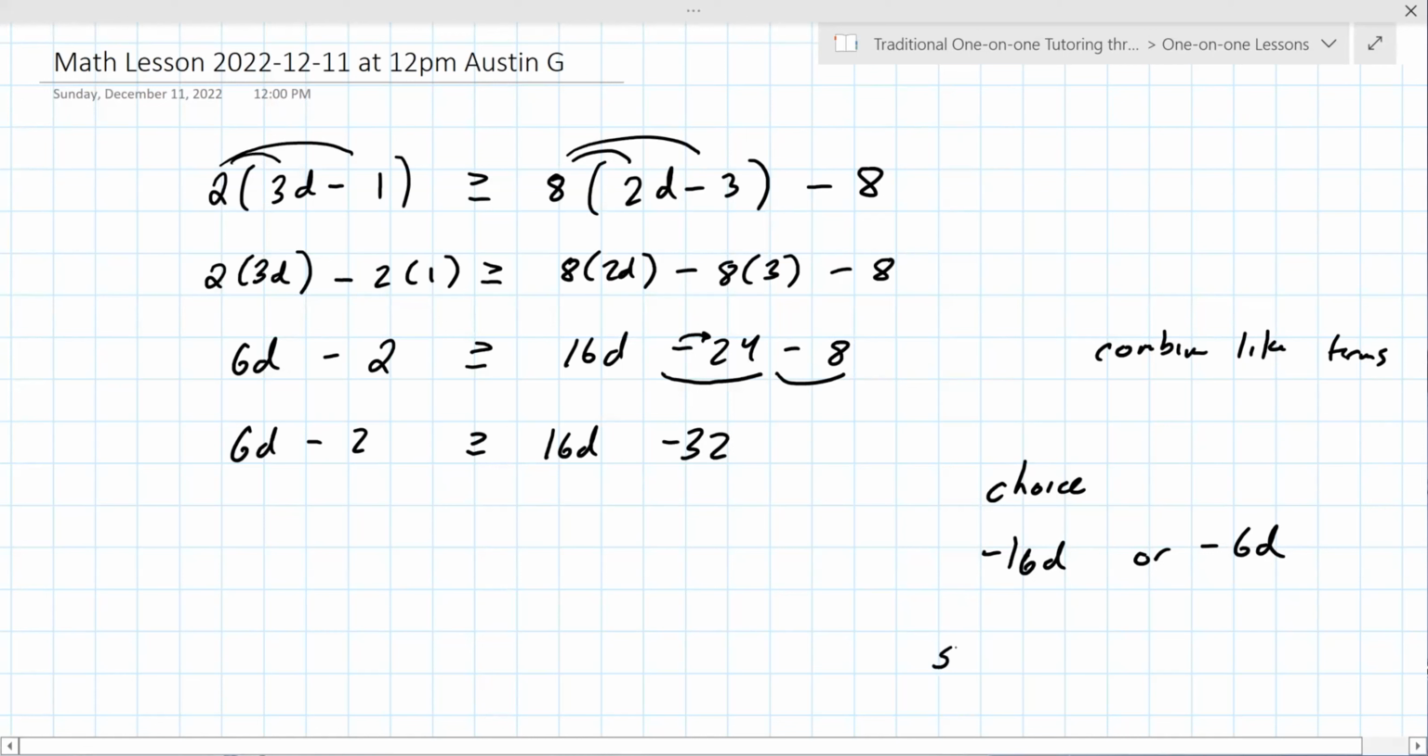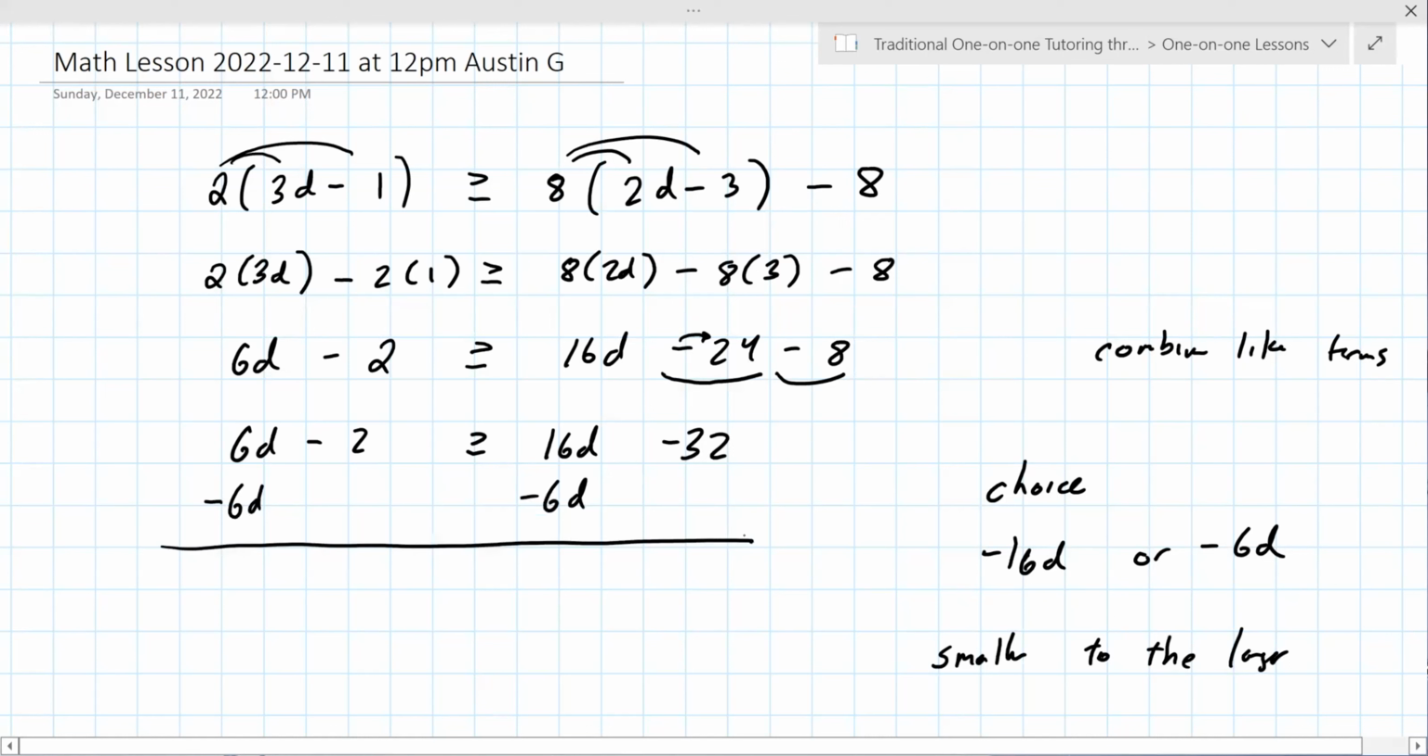The smaller to the larger. So the preference here would be this, but I'll just say that this creates kind of an unusual inequality situation here at the end. So we'll look at that in a moment here.